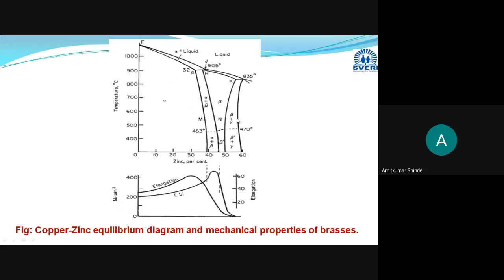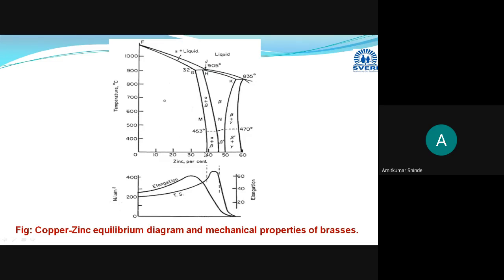But these beta and beta dash gamma brasses are not used in practical life. So we are going to consider only two types, that is alpha brasses and alpha beta brasses. Okay, so this is the equilibrium diagram, and this will be your explanation, that is you have to explain their classification as alpha and alpha beta brasses, and how they are classified depending on the amount of the zinc.